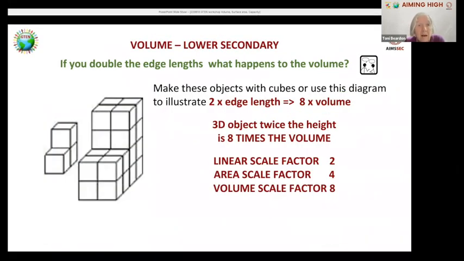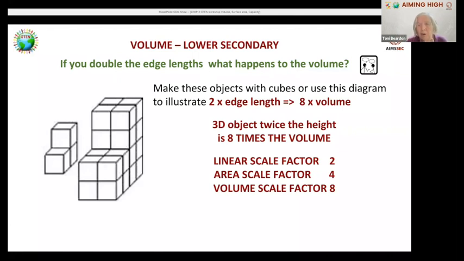Now here are some little shapes that you can make with cubes, and this is an important idea: if you double the edge lengths, what happens to the volume? I think you all know, and you can see it, but it's so nice. Just doubling the edge length, what's going to happen to the volume? Well, you get 8 times the volume, and the picture shows you, but it's even better if you can make the 2 little models and compare them.